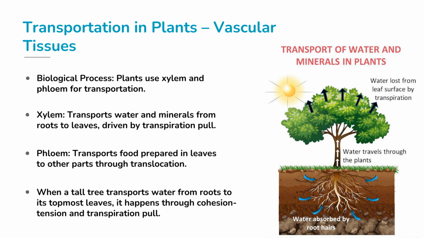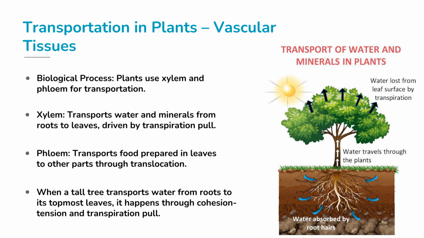Transport is equally fascinating in plants, though the system looks very different. Plants use vascular tissues, xylem and phloem, to move materials. Xylem transports water and minerals absorbed by roots all the way to the leaves. This movement is driven by a process called transpiration pull. Phloem, on the other hand, transports the food prepared in leaves during photosynthesis to all other parts of the plant. This process is called translocation.